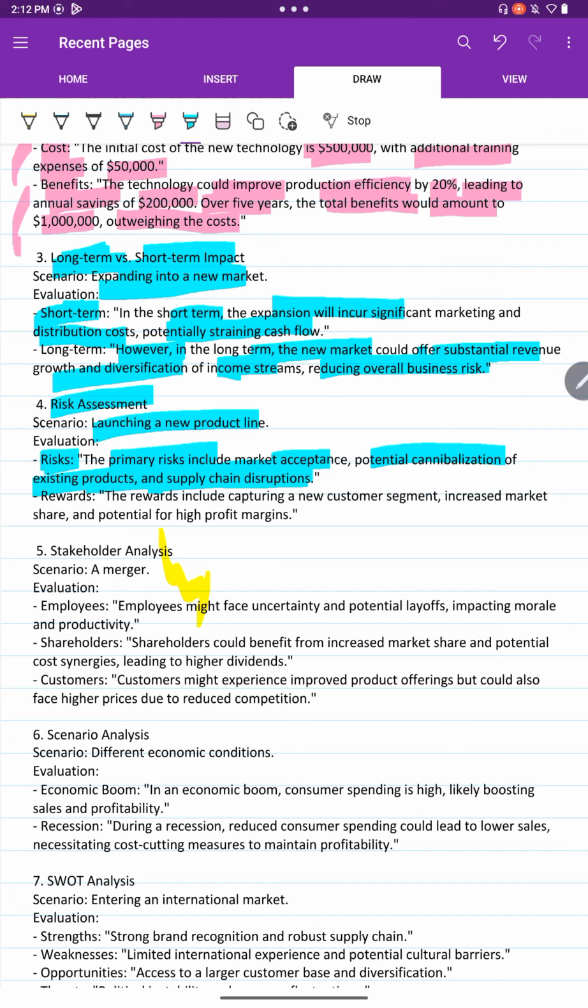So we can basically compare the risk and rewards. Rewards include capturing a new customer segment, increased market share, and potential for high profit margins. So this is the reward if we launch a new product line in the market.